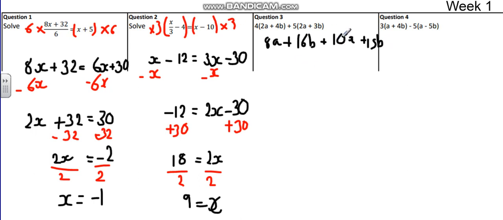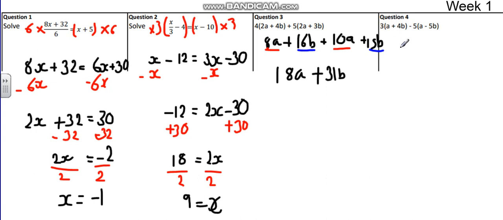Okay, so now I've got to collect the like terms together. So I've got 8a plus 10a is 18a, and then I've got 16b plus 15b is 31b. That's done. Okay, so remember, you can add the a's to the a's, and you can add the b's to the b's. Okay, so for this one, again, multiply the bracket.